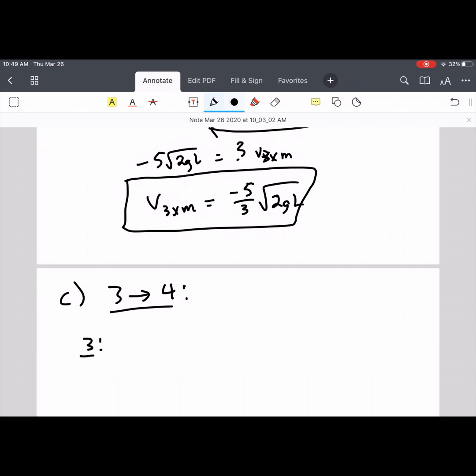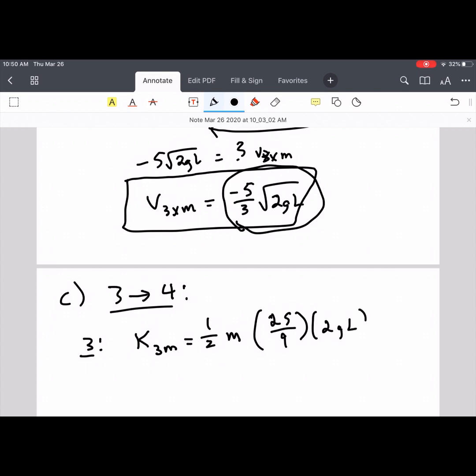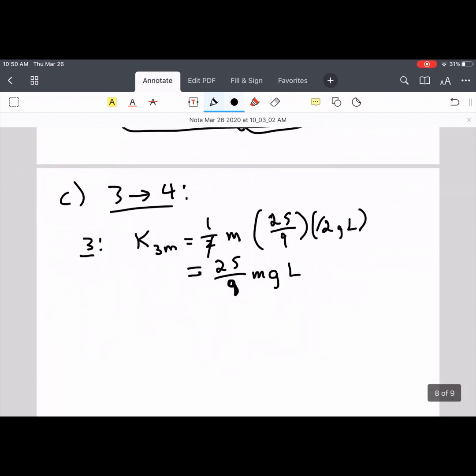At part number 3, the initial kinetic energy of little m is 1/2 mass times velocity squared, 1/2 little m times velocity squared. Well, here's my velocity. So if I square that sucker, I get 25/9 times 2gl. Do a little bit of math. My 2's cancel. I get 25/9 mgl is my initial kinetic energy. My initial potential energy is the same as I had before.